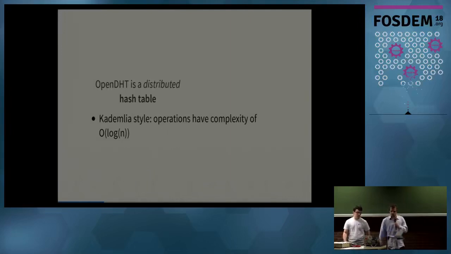The Kademlia algorithm means that operations will have a complexity of log of n, where n is the size of the network, so the number of nodes in the network. So it's very efficient, compared to other distributed algorithms. But the downside of it is that there's no guarantee. It's a best effort network.